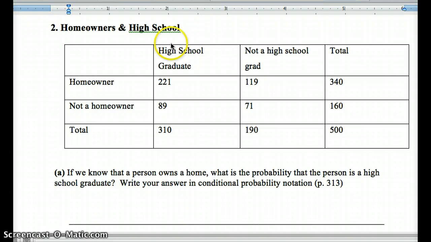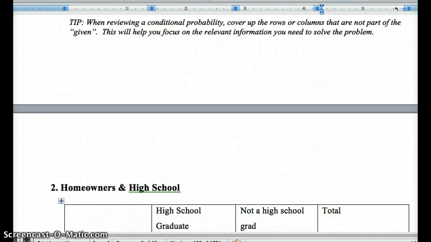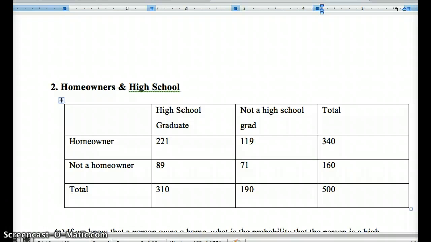If that's the case and you're looking at a table, cover up all events that don't include event B, which has already occurred. So in this case, we were saying the probability that you're not a high school grad, given that you're not a homeowner. Given that you're not a homeowner means not a homeowner has already occurred. So you'd cover up this row, cover up this row, and you'd look at 71 out of 160 as your probability. So that's the tip that's mentioned right up here. Just review that.